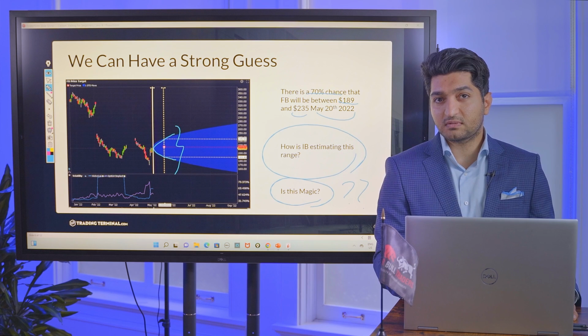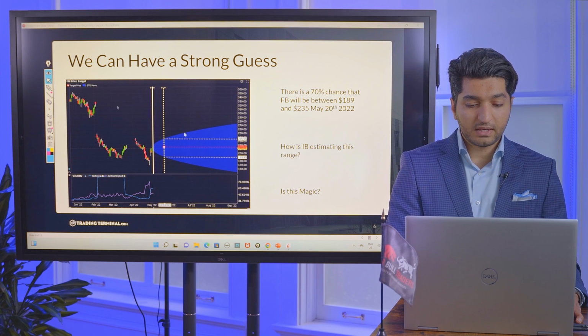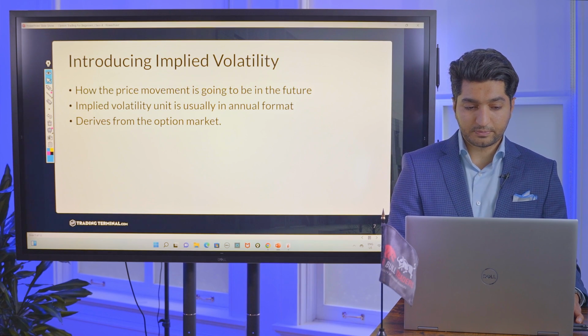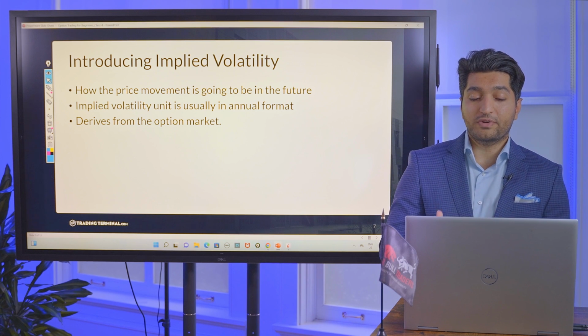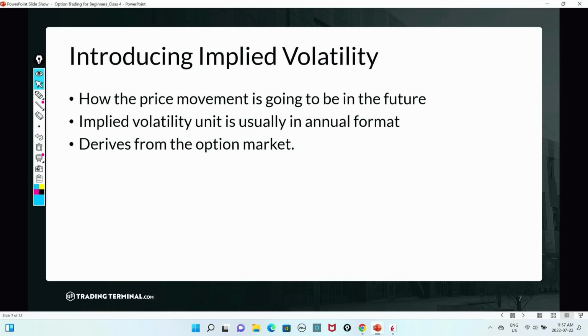Can you guess? Well, you guessed it right. It's coming from implied volatility, how the price is going to move in the future. Implied volatility is usually in annual format, and it's derived from what's happening in the option market. So if you open up any option chain, you should be able to see the implied volatility on it.